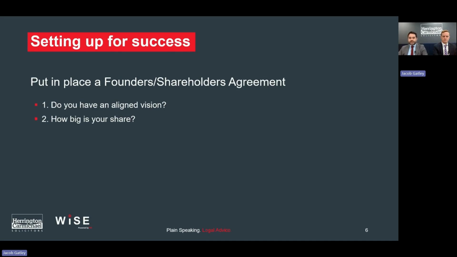Next, how big is your share? Quite often it's the case that the default position is that you have an equal split among founding shareholders, but you have to ask yourself, does that reflect the reality? Each founder will bring their own expertise, whether it's technical abilities, they might have some contacts, they might have brought some assets or things that are useful for the business. And so it's good to have an honest conversation from the off so that you can allocate a value for each skill that each founder is bringing to the table.